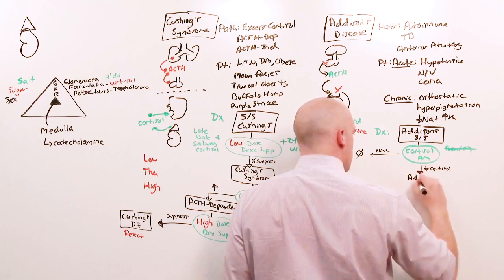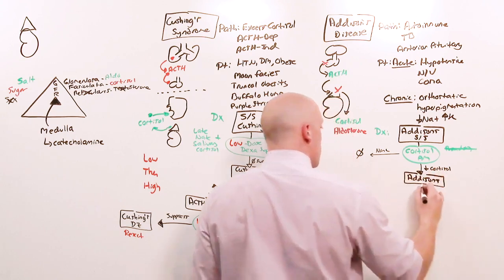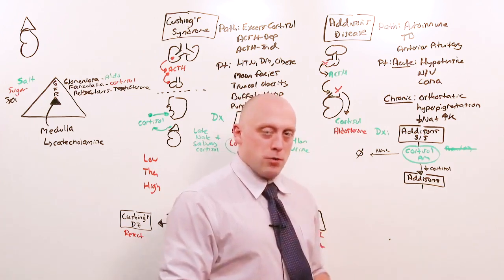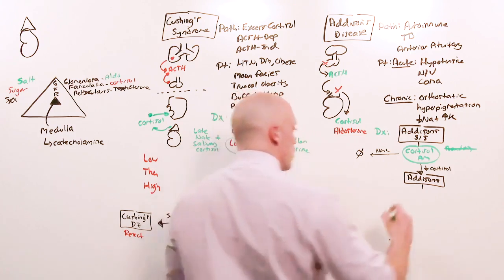So now you're thinking it's Addison's, you're getting excited. The confirmatory test is going to ask, is there a deficient pituitary or is it a deficient adrenal gland? And you do that with a cosyntropin stim test.